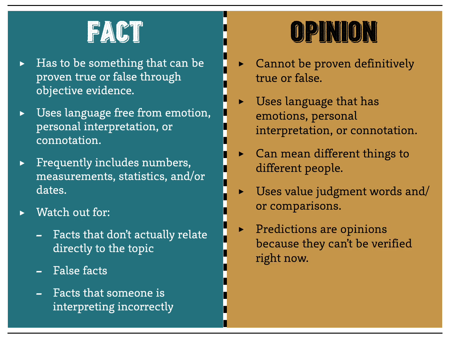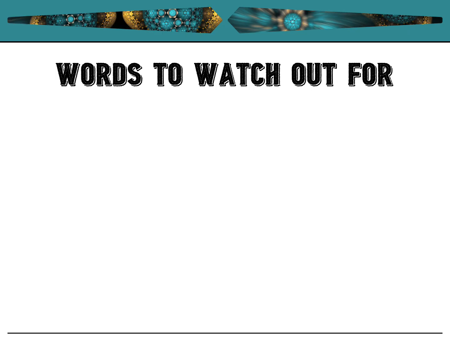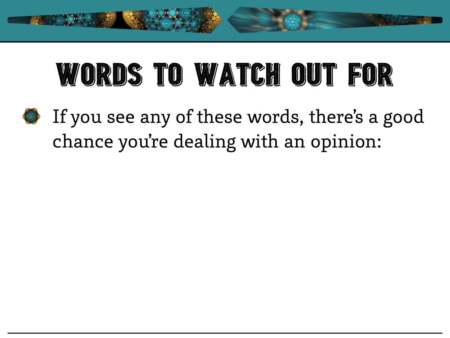Predictions are considered opinions because they can't be verified right now. So anytime someone uses a hypothetical future situation, that's going to fall under opinion. We don't know for positive certainty that it's going to happen that way. And while reliance on opinions weakens a position, expert opinions do carry some weight. Expert opinions are not the same as ordinary opinions. It would probably be better to call them expert judgments. More on that later.